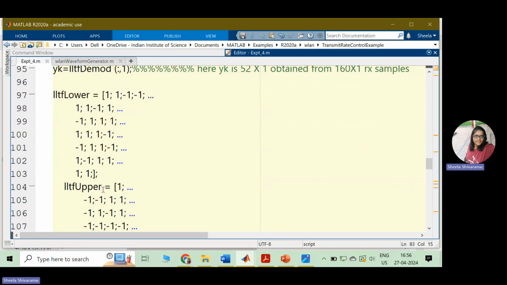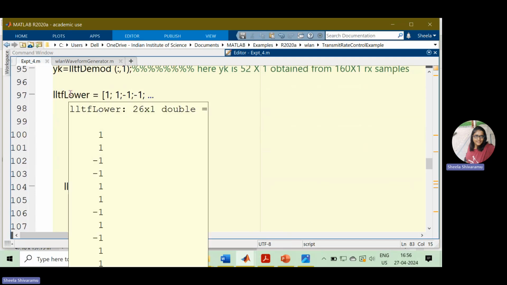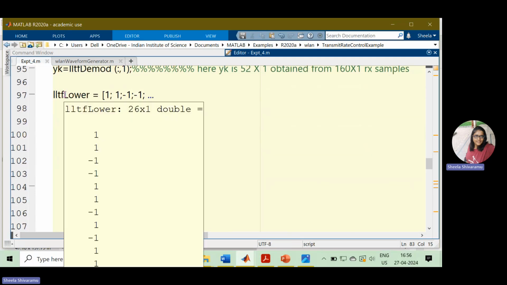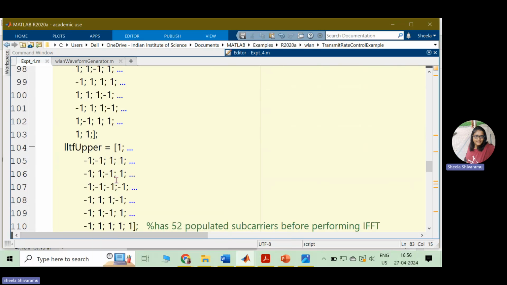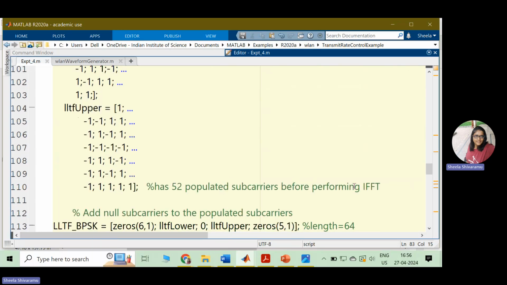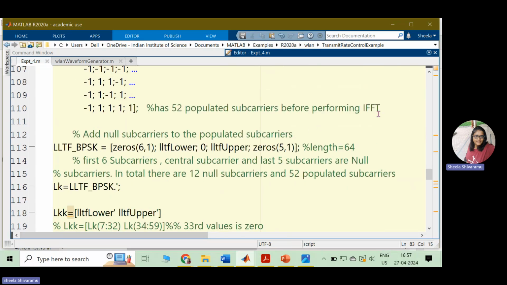Then this is standard defined. The LLTF field is BPSK modulated. So LLTF lower, that's 26 points, are either plus or minus 1, and LLTF upper is again 26 points, either plus or minus 1. So these are BPSK modulated constellation symbols. Remember, this is before performing IFFT at the transmitter. Whatever we represent as capital XK is the constellation symbols obtained from some constellation. The LLTF is standard defined as a BPSK modulated signal, so it takes either value plus or minus 1, and this is defined before performing IFFT. This is the standard defined LK.